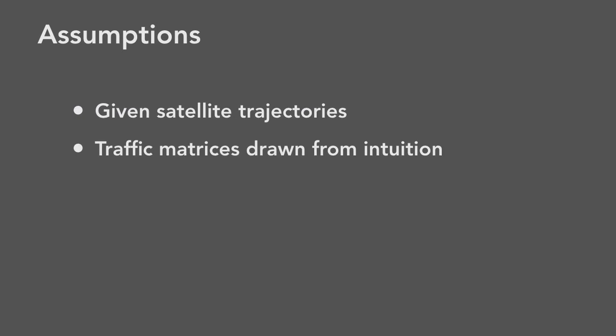We assume that the satellite trajectories are given. We rely on FCC filings by SpaceX and Amazon that describe their trajectories. While trajectory design in itself is an interesting question, we have not explored it in this work. Knowing what precise traffic will be served on these constellations is difficult. Our evaluation uses traffic matrices drawn from intuition, but the same approach can be used for arbitrary input traffic.